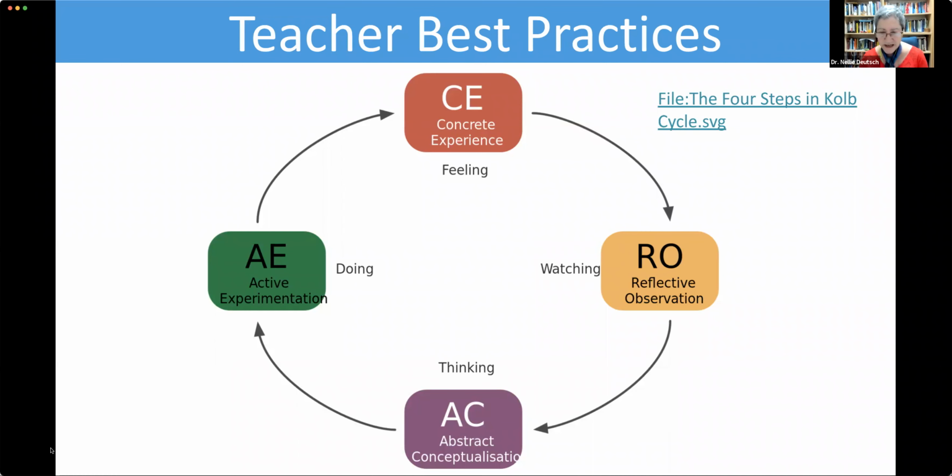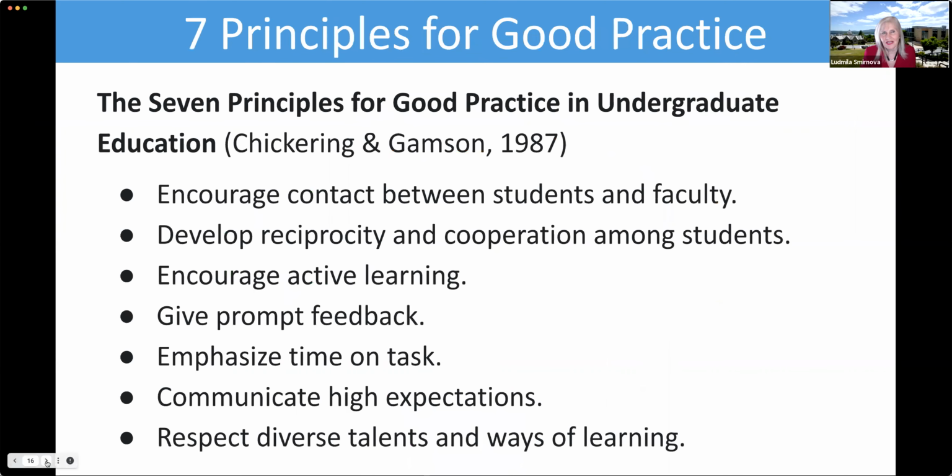Yes, Ludmila, you wanted to add something? Yeah, I just wanted to say that that's the 4 steps of learning. And these are all systems. They actually are all based on best practices and best principles of teaching.